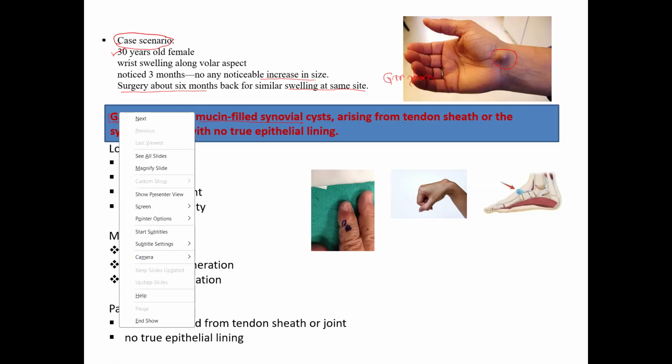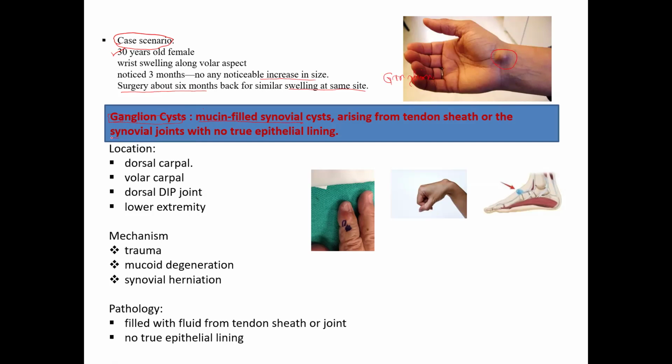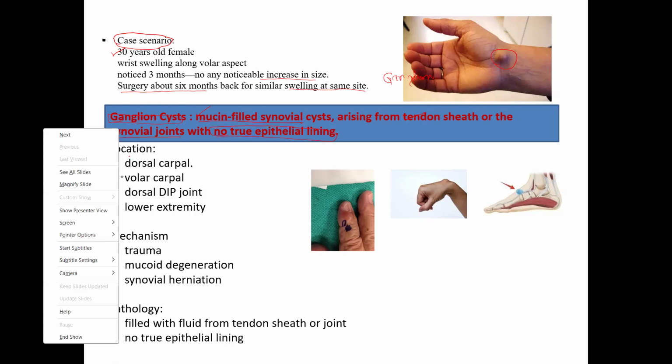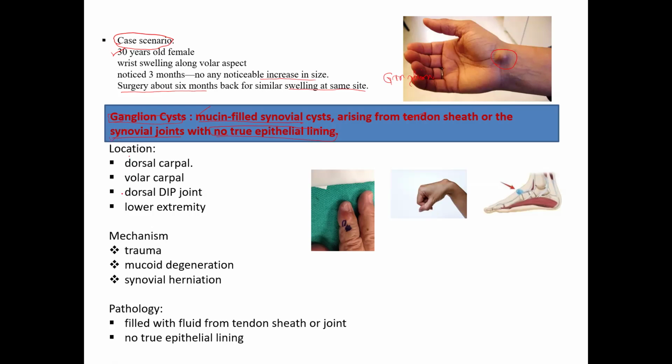It may arise from the tendon sheath or it may arise from the synovial joint. There is no true epithelium. It is lined by just false epithelium in the form of fibrous lining. So to recall, it's a mucinous degeneration arising either from the tendon sheath or synovial joint with no true epithelial lining. It can be on the dorsal aspect of the wrist, dorsal carpal, or the volar aspect of the wrist, volar carpal, or around the interphalangeal joint. Even in the lower extremity it happens involving the ankle joint, the Chopart, that is the subtalar joint, and sometimes the tarsometatarsal joint.